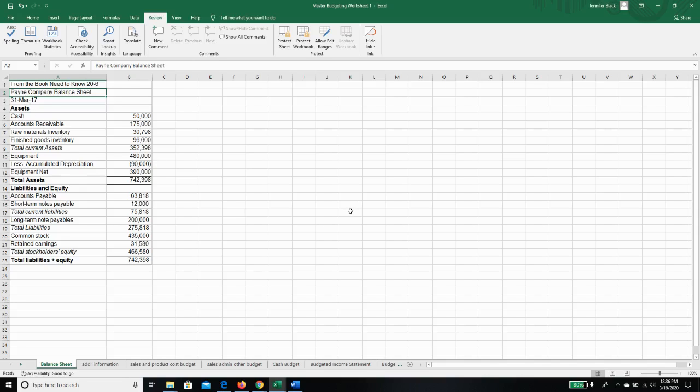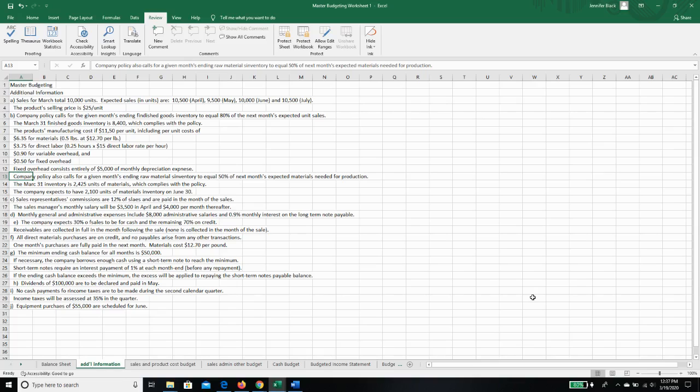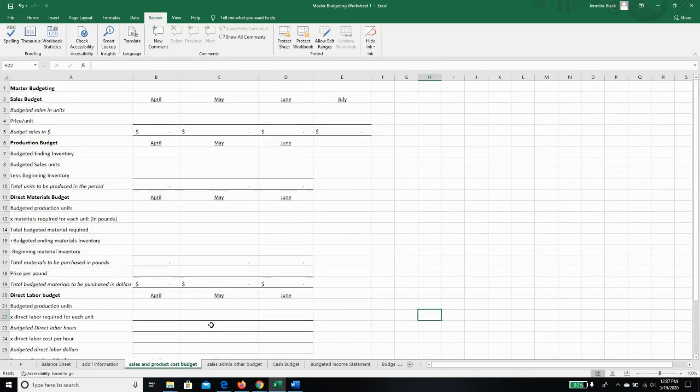We're doing a master budget for Payne Company, and we're going to do it for the second quarter, which is April, May, and June. So we have a balance sheet as of March 31st, the last day of the prior period. And then we have a bunch of additional information which we are going to need to create our master budget. I'm going to split this into two. We're going to start with the operating budget, and I'm going to go through the sales and product cost budgets first, and then we'll do the sales cost and admin and other second, and then we'll go on to the cash budget, the income statement, and the budgeted balance sheet.